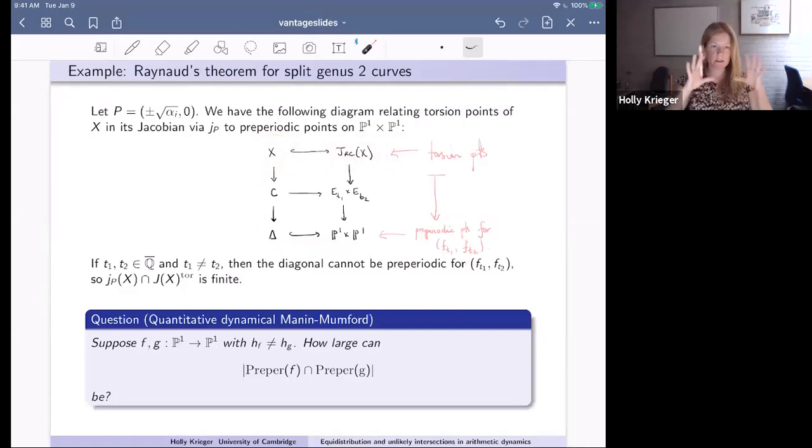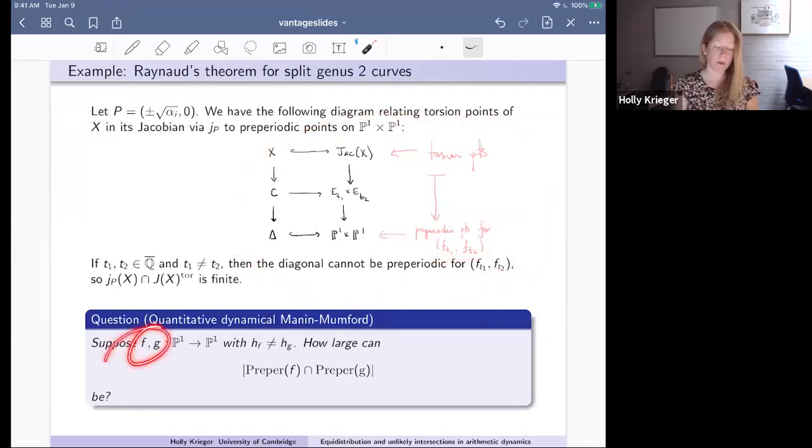So in this very specialized case, we recover Raynaud's theorem if we're looking at these split genus 2 curves. Here's the question I want to mostly end on: now that we know we have some finite set, an obvious question is, how large can this finite set be? So forget the case when I'm just looking at Lattès.